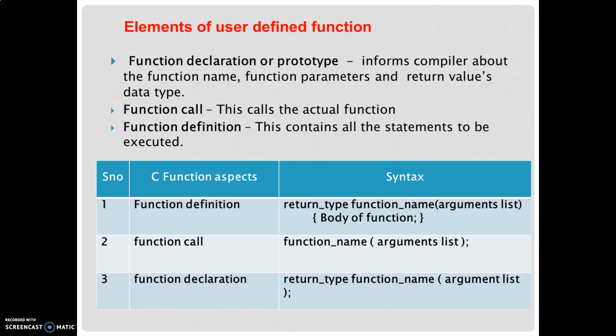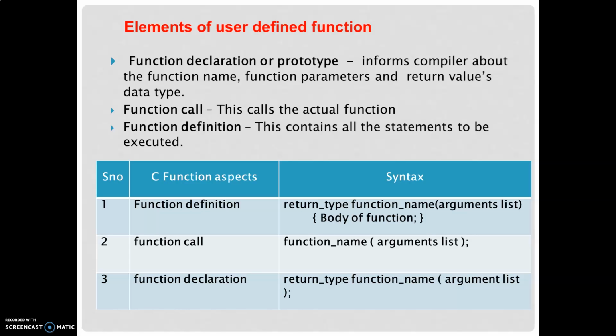Now there are some elements in the user-defined function. User-defined, I have told you, means it is defined by the user. They are called function declaration, function call, and function definition. Function declaration means whenever I want to call any function, I have to declare the function first. Declaring the function means I have to write the return type of the function, then I have to write the name. You all know how a function can be written.